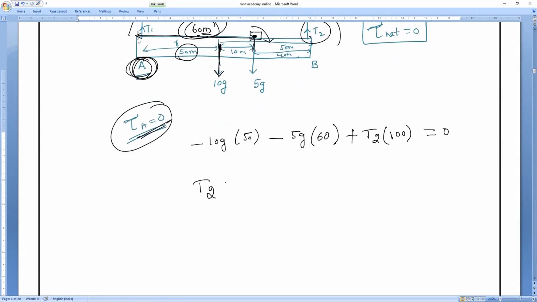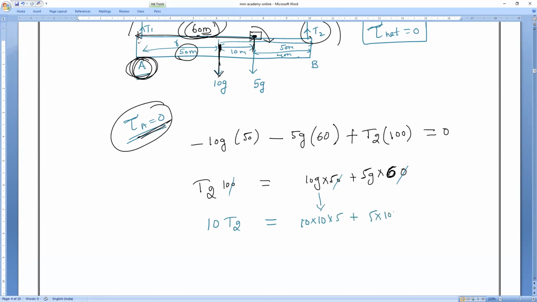Now you can solve this equation. T2 into 100 is equal to 10g into 50 plus 5g into 60. Now I can cancel; the zeros can cancel everywhere. Can I cancel it or not? All of you? So what is remaining? 10 T2 is equal to 10 into g value, 10 into 5, plus 5 into g value, 10 into 6. So how much is the answer? 10 T2 is equal to, and I can cancel the 10 also.